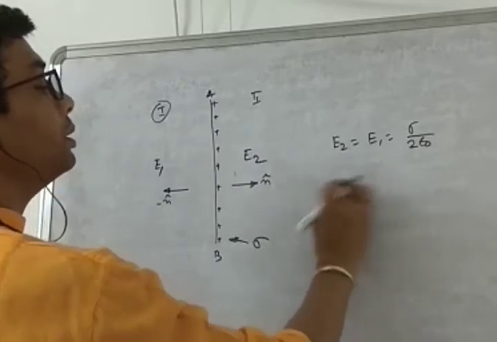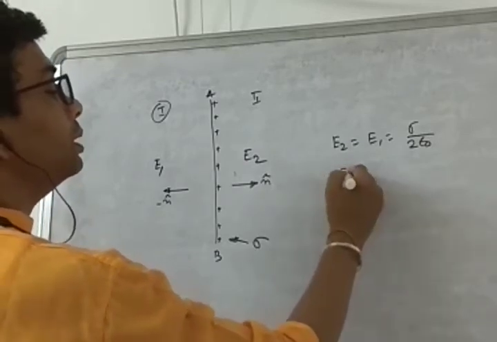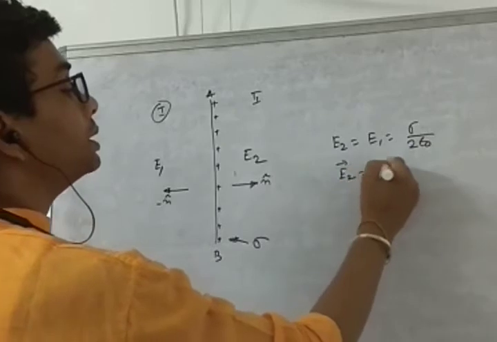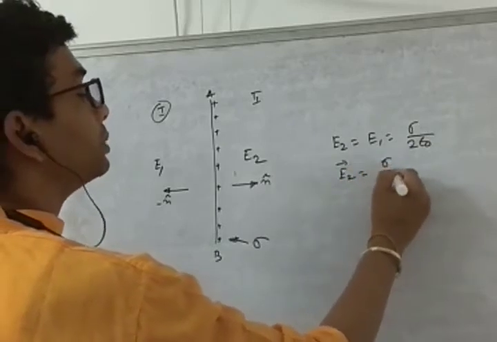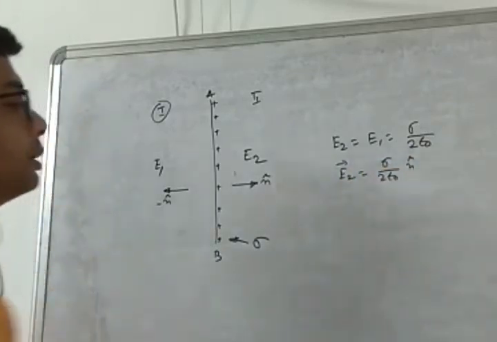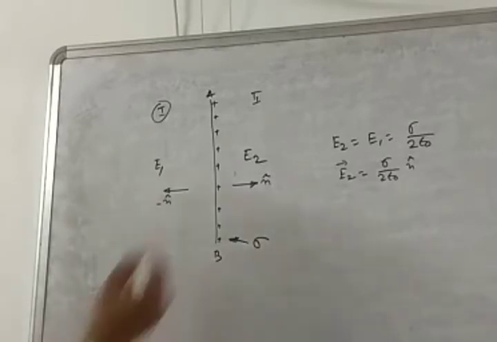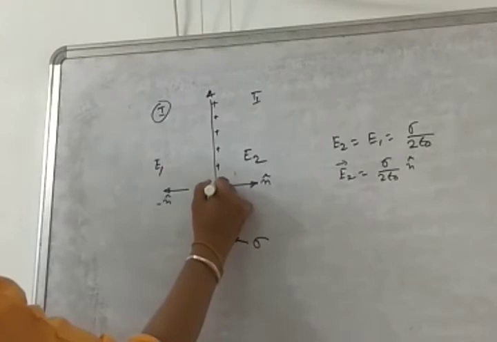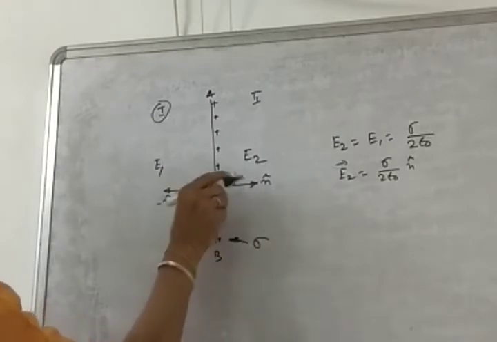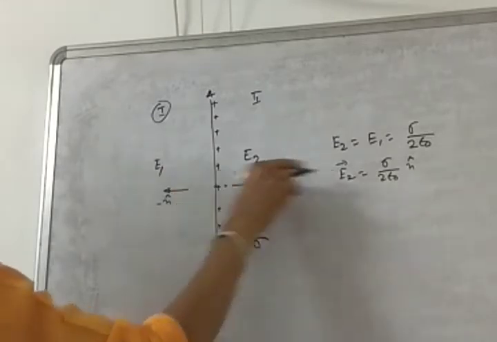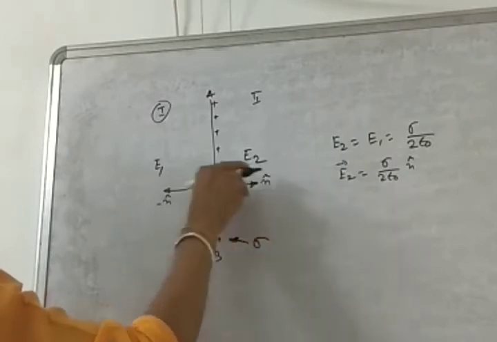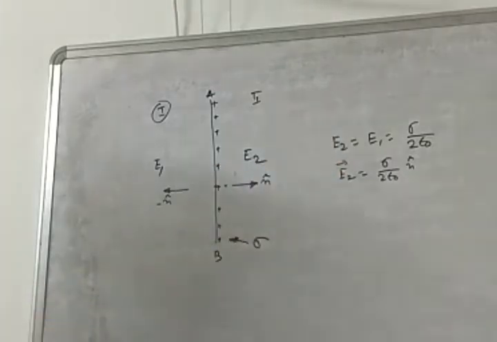So what is E2? Then E2 is sigma by 2 epsilon naught N hat. Why is E2 that? Because we know for a conducting surface, electric field is always normal to the surface. So at this point, electric field is normal to the surface and n hat is a normal. So E2 is along n.